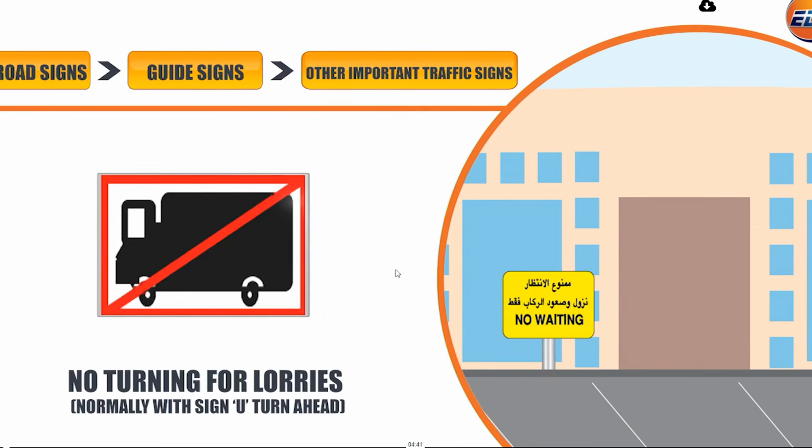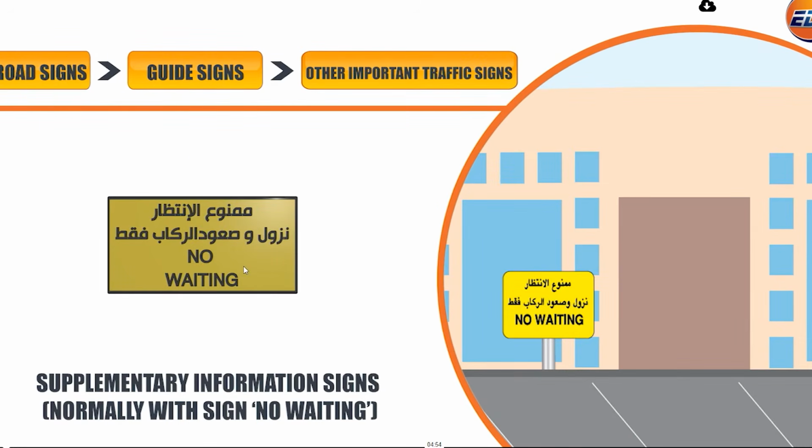No turning for lorries. This sign prohibits trucks or lorries from turning. This sign is normally attached with a U-turn sign, which means that lorries are not allowed to make a U-turn. Supplementary information signs.